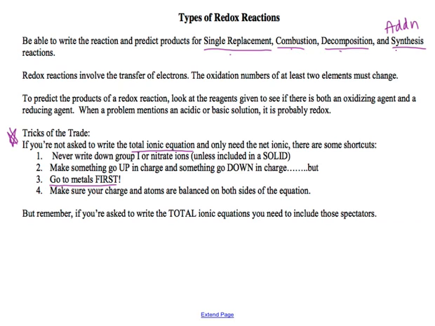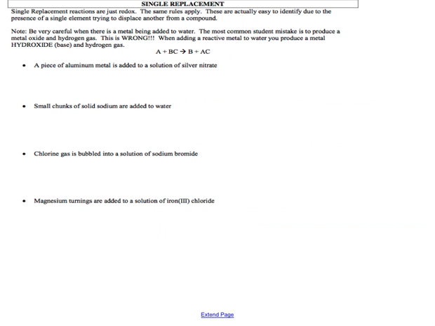And then finally, make sure your charge and atoms are balanced. A lot of students will see all these things and just count atoms. The charge has to be balanced as well. And so we're going to do some practice. But again, I state again, if they're asking you for total, you've got to do it the old-fashioned way. All right? So let's go ahead and look at single replacement.